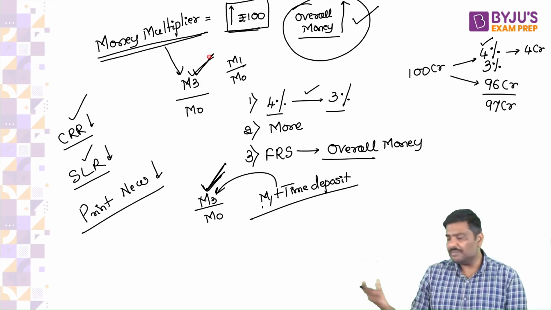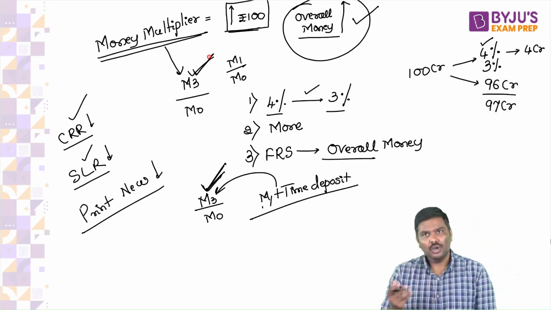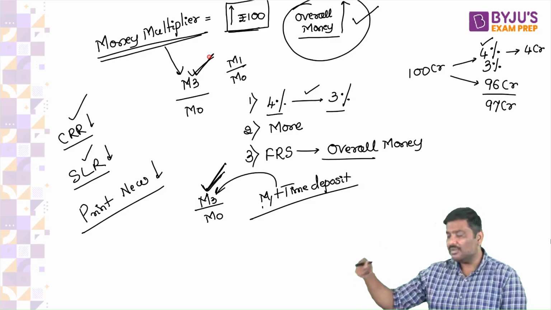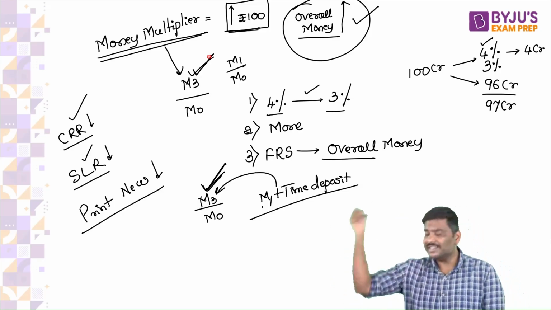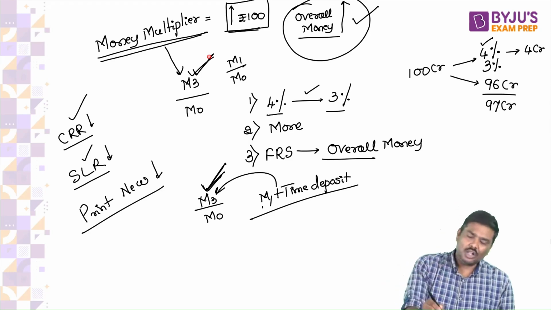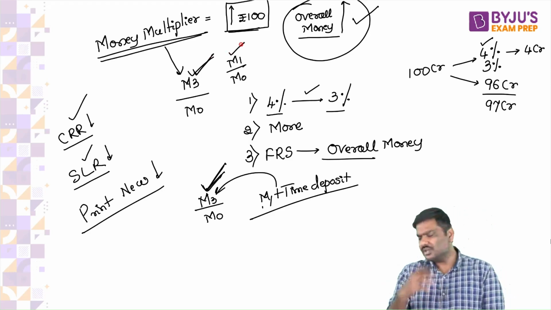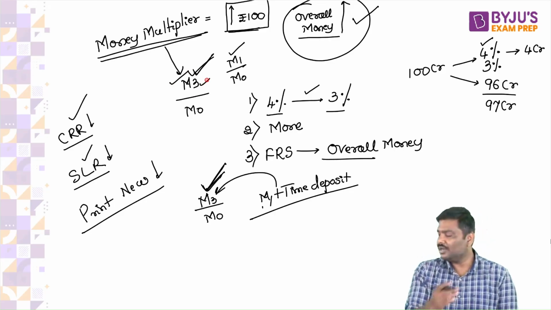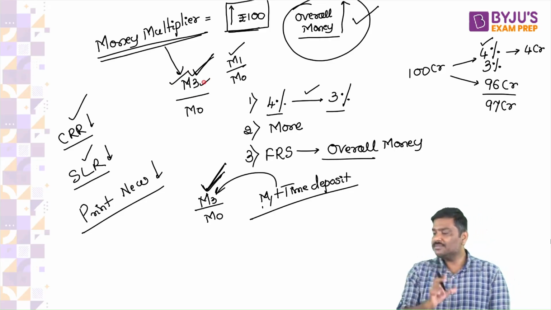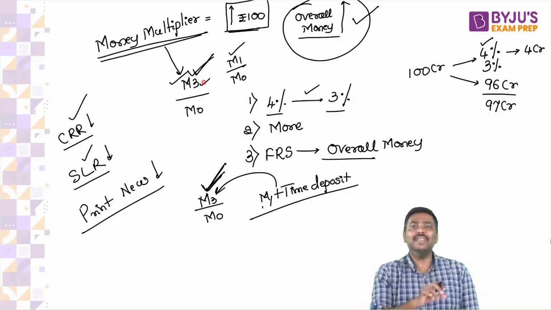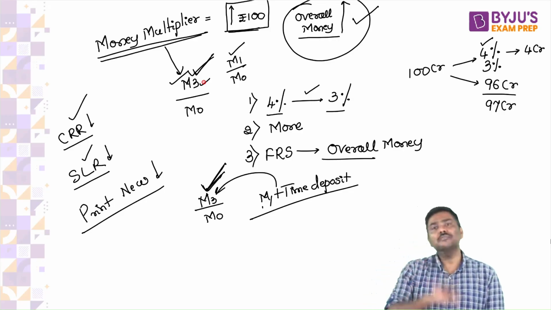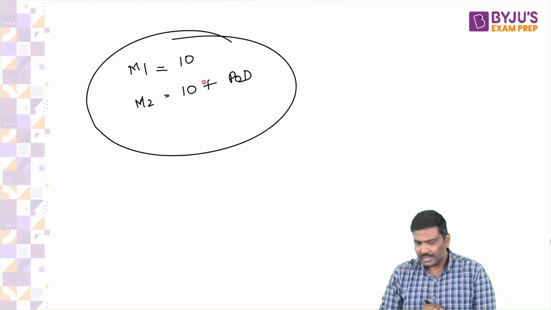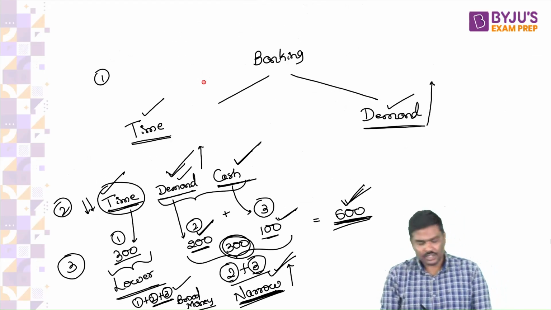But please tell me, don't you think M3 is a broader concept of money measurement in the economy, which includes more deposits in the banking sector? So although M1 upon M0 is also used as a money multiplier, the most appropriate, better one will be M3 upon M0. This is basically the idea of money supply aggregates or monetary aggregates. Can we go forward now?